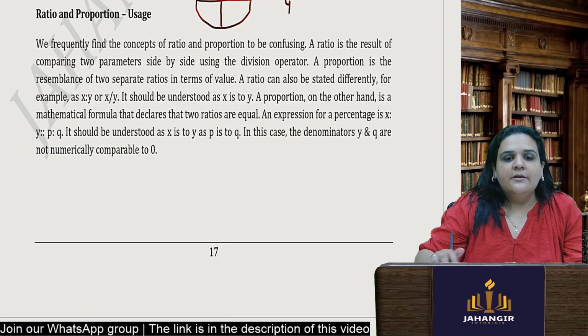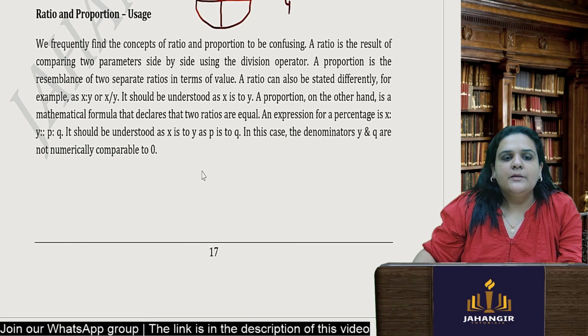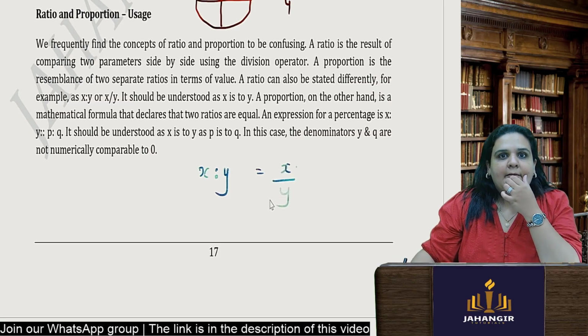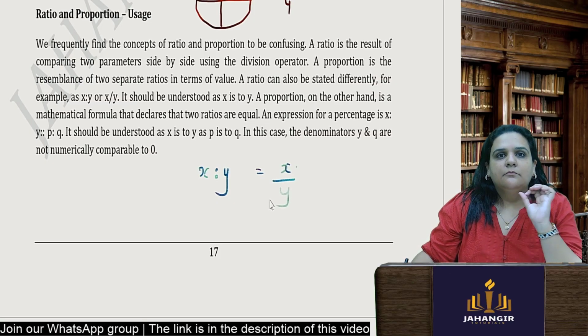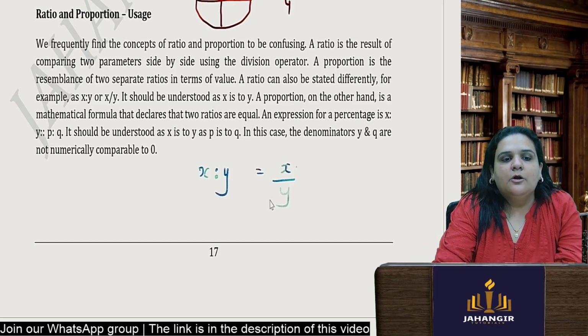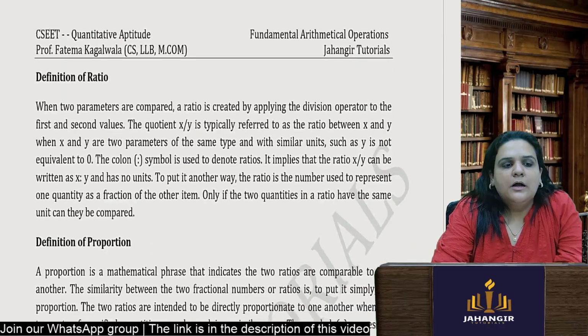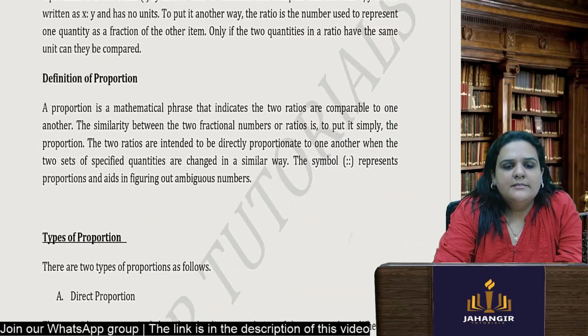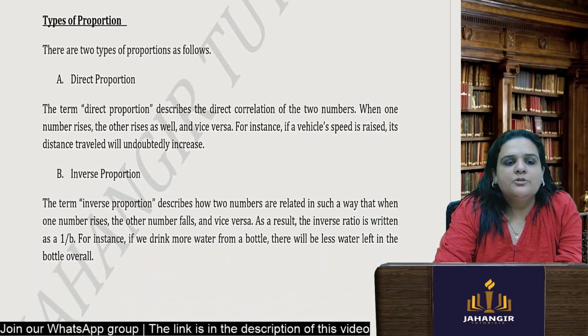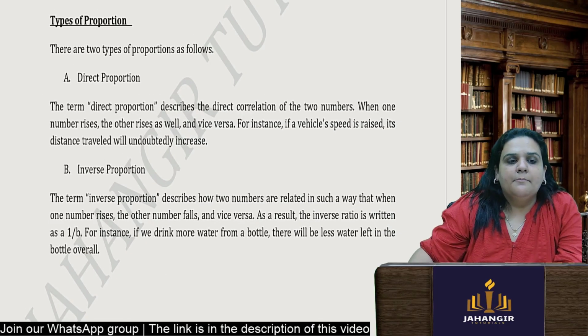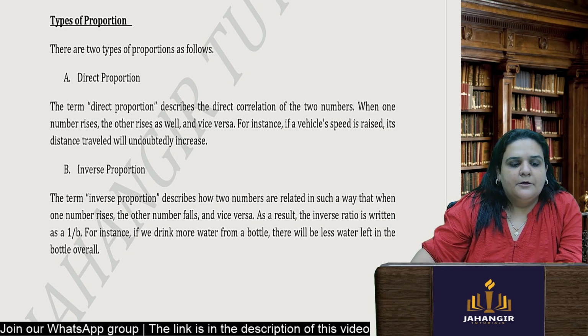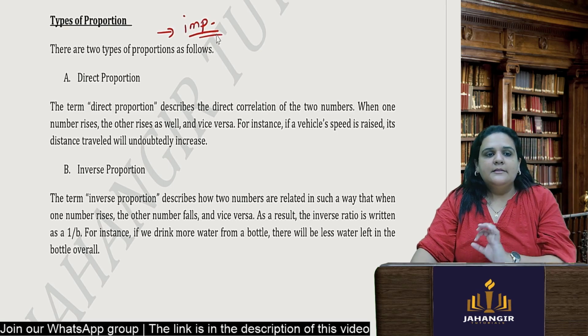Generally, whenever we denote the ratio, we write it like this: x is to y. And you can also write it as a numerator and denominator, where the denominator is not 0. So coming to the basic important ways: direct proportion and inverse proportion, which are very, very important. Ratio proportion theory you all can read, but this is what is important.